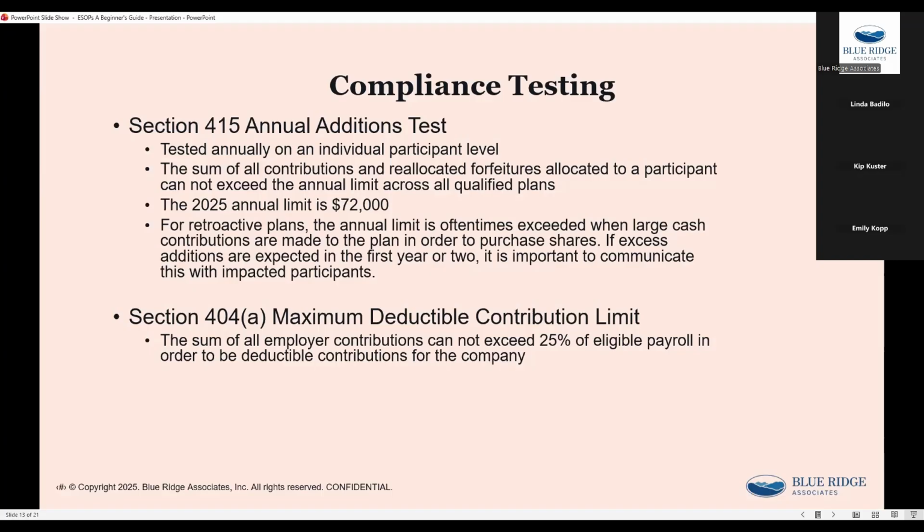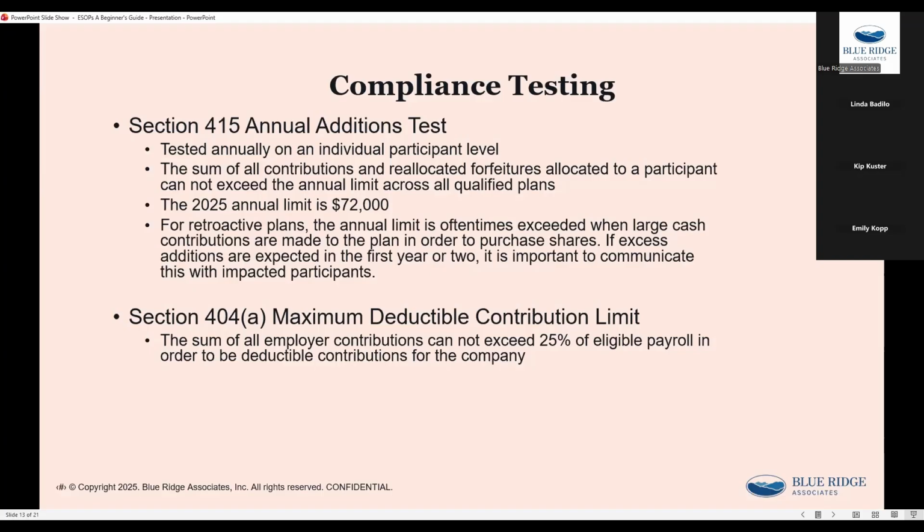So between those 401k contributions, the ESOP contributions, and reallocated forfeitures, no employee can get more than $72,000 allocated to them. Now, keep in mind there is a catch-up contribution. So if employees make catch-up contributions to the 401k plan, those catch-up contributions are not included in this test. So the limit does not consider catch-up contributions.